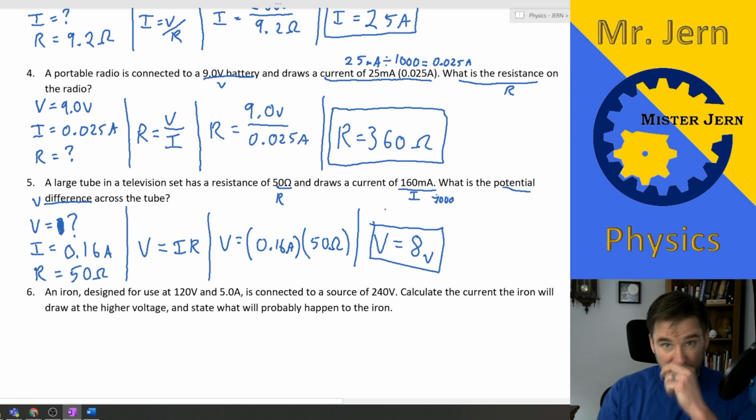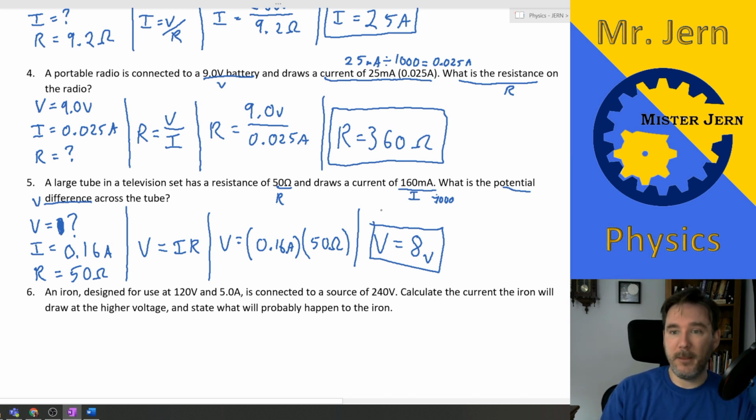Now the last one, even if you got to this point, you might have gotten to number 6 and been like, well, I don't even know what's going on here. So number 6 is kind of a two-part question, honestly. It says that you got an iron, and one thing I would suggest, if you have time, is to find out how an iron works.